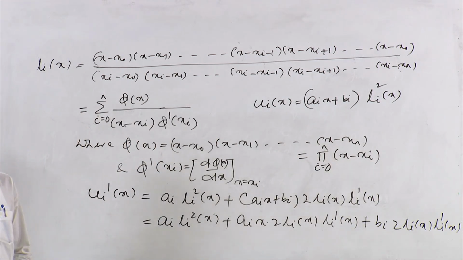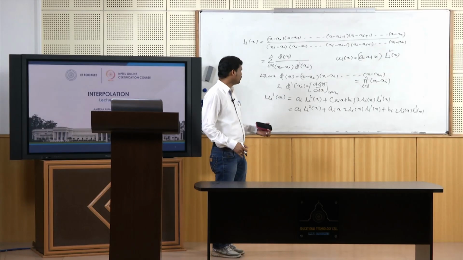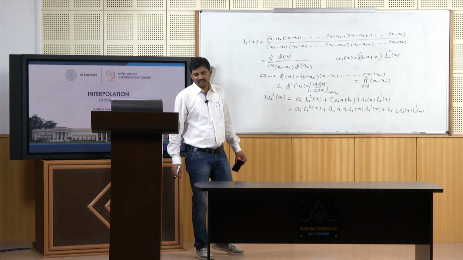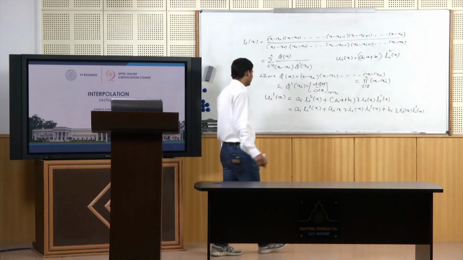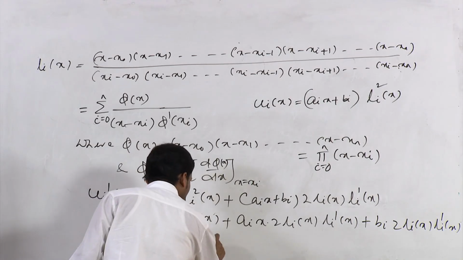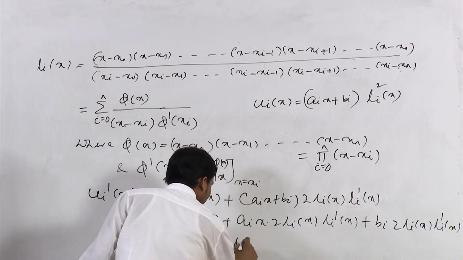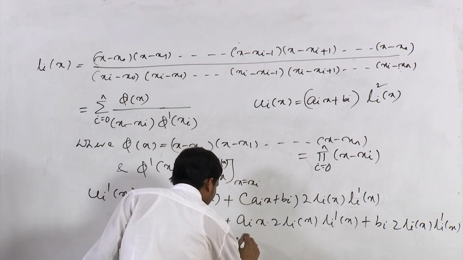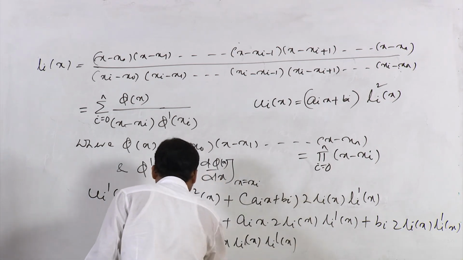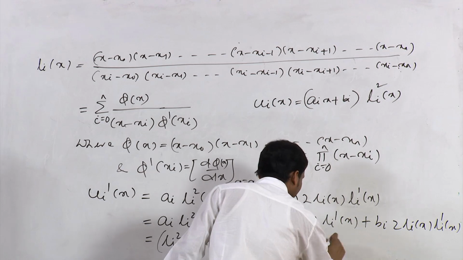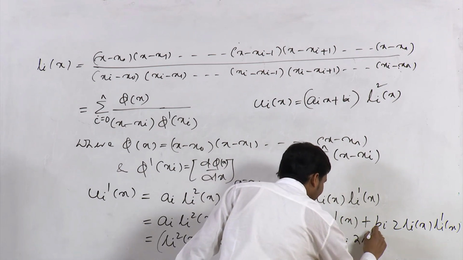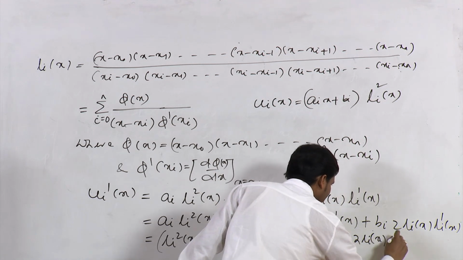And if I take common here ai, since we want to separate or eliminate ai from these equations here, that can be written in the form of (Li square of x plus 2x Li(x) Li dash of x) into ai plus bi into 2 Li(x) Li dash of x here.